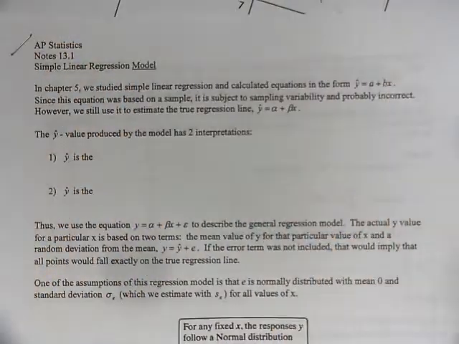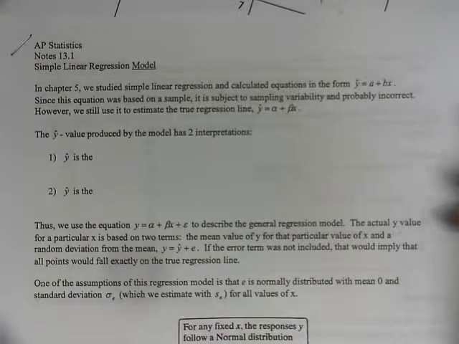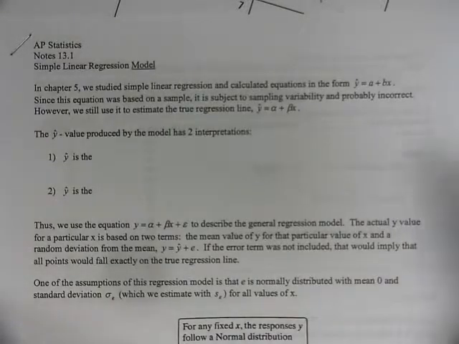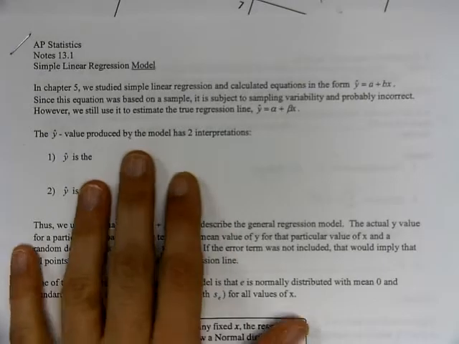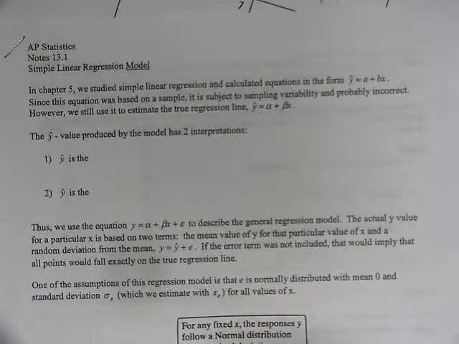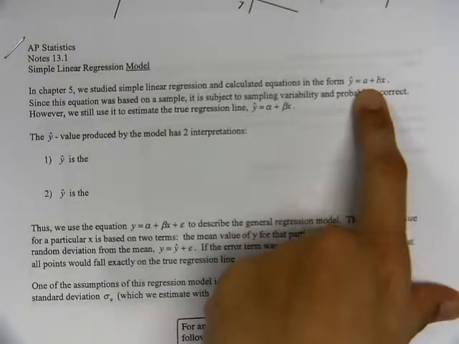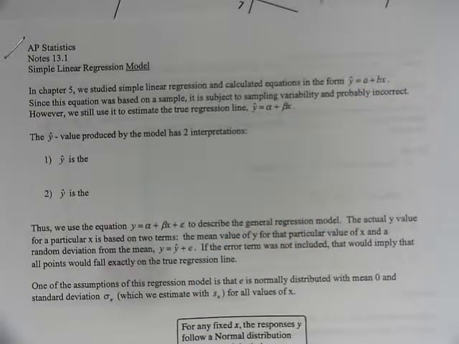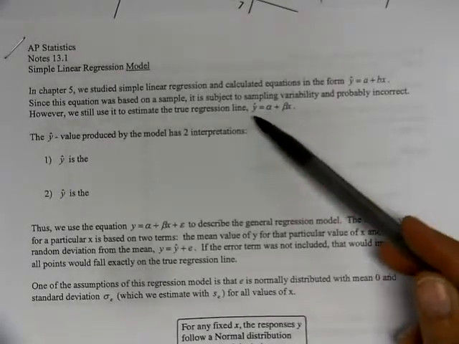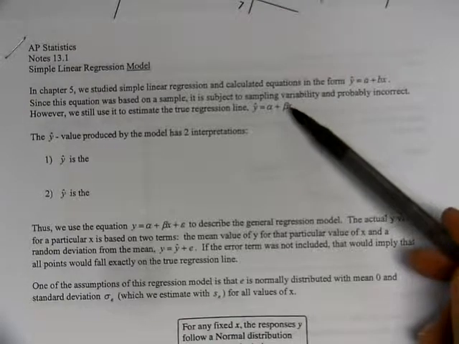This very rarely shows up on the AP test, this whole chapter. I mean, it does in chapter 5, kind of, but it's been a while since they've had the test that we do in chapter 13 on the AP exam. Not saying it doesn't show up, it's just rare. So anyway, in chapter 5, we studied linear regression, and we did y hat equals a plus bx. Now, that was based on a sample and sampling variability and may be incorrect. It can be used to estimate the true regression line, which is y hat equals alpha plus beta x.